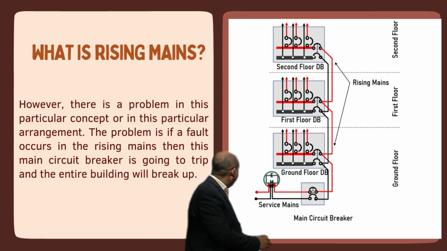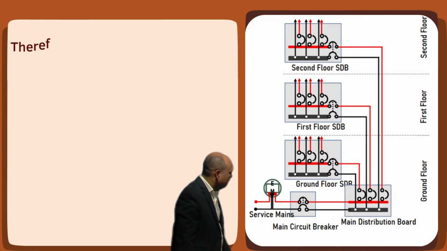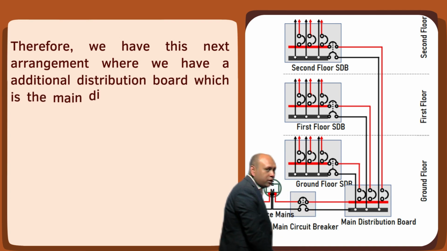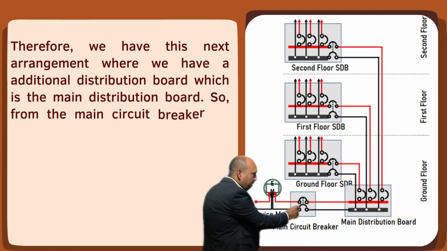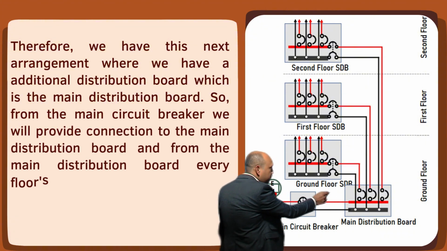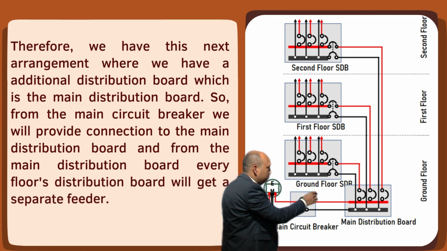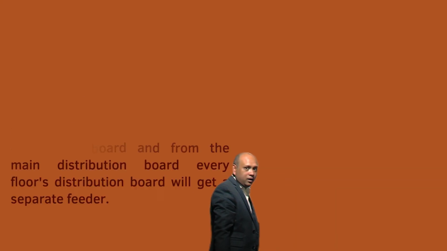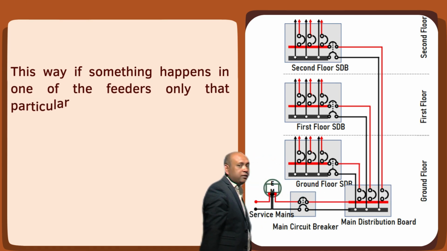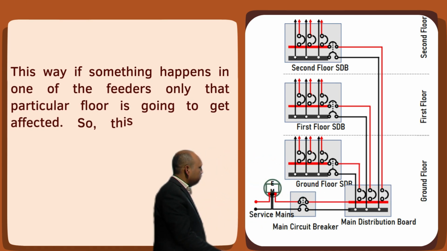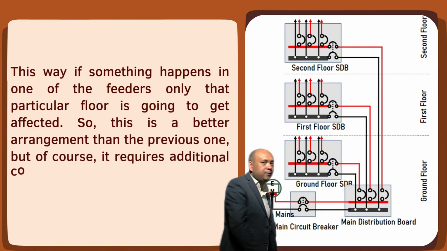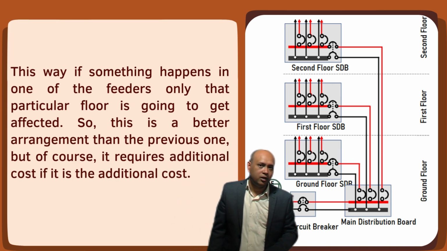Therefore, we have this next arrangement where we have an additional distribution board, which is the main distribution board. From the main circuit breaker, we will provide a connection to the main distribution board, and from the main distribution board, every floor's distribution board will get a separate feeder. This way, if something happens in one of the feeders, only that particular floor is going to get affected. So this is a better arrangement than the previous one, but of course it will incur additional cost.